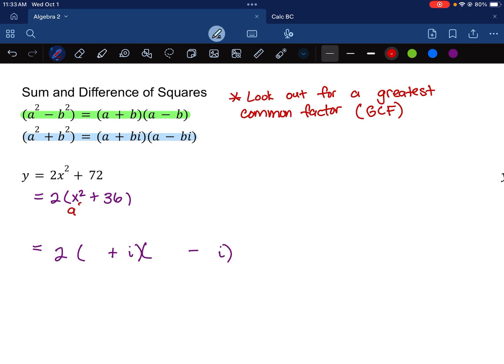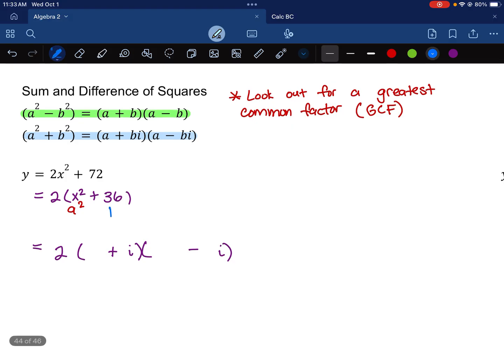This first term, x squared, that's like our a squared. This second term, that's like our b squared. So to figure out what a and b are to fill in our formula, we're going to take a squared equal to x squared and b squared equal to 36. Let's solve these two little mini equations. To get rid of a square, we square root. So those cancel, leaving just a, and this cancels, leaving just x. Same thing with the b squared and the 36. The square root of b squared is b, and we know the square root of 36 is 6.